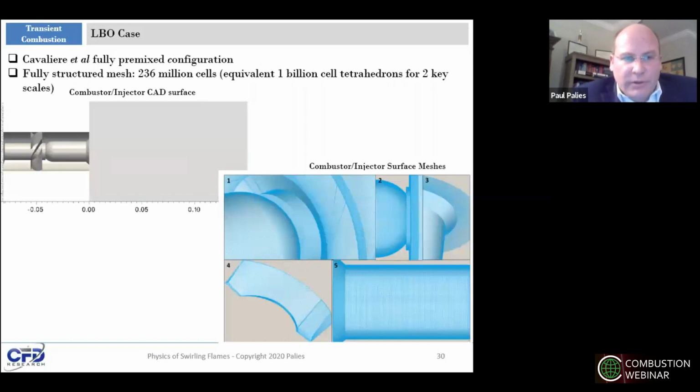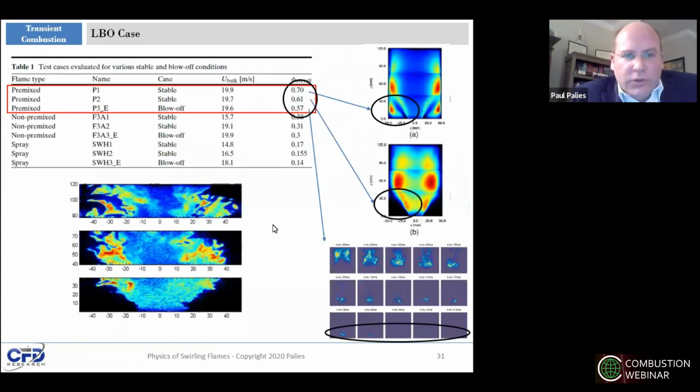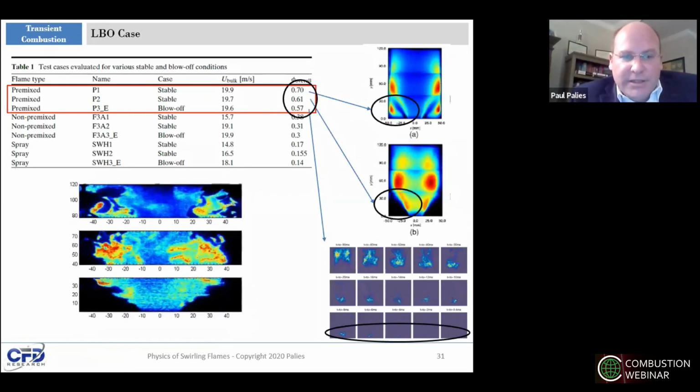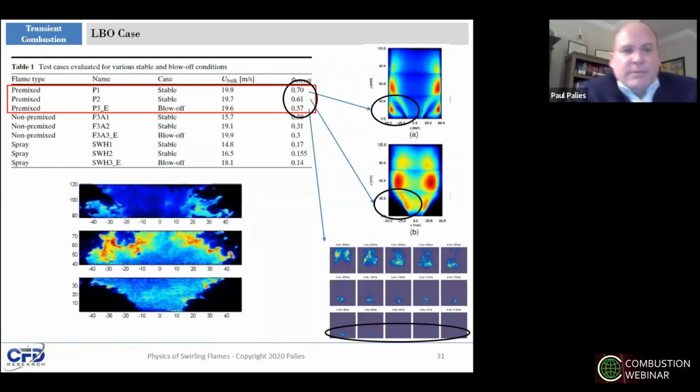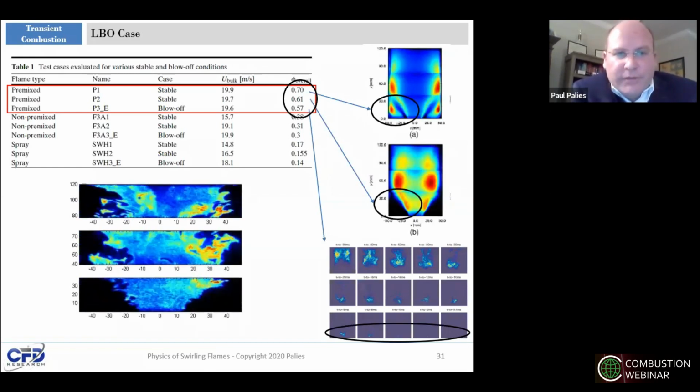Here you have a picture of the combustor, with the swirler included in the system, the central bluff body, and some surface mesh visualization. I'm going to focus on the premix case of this lean blow-off configuration.